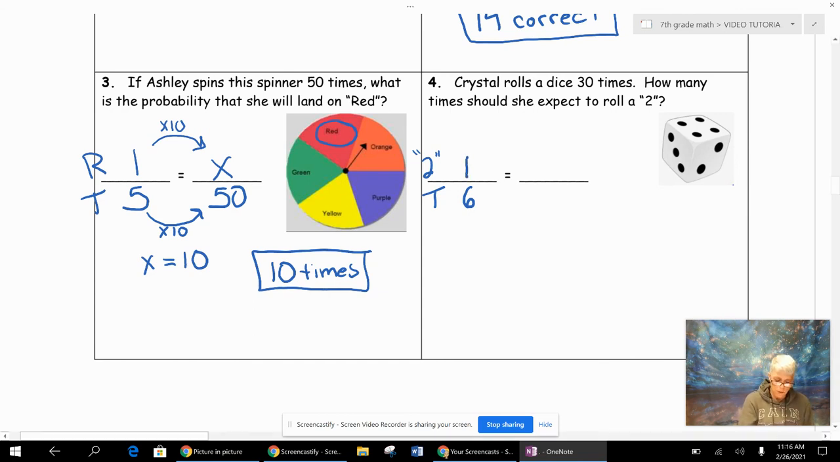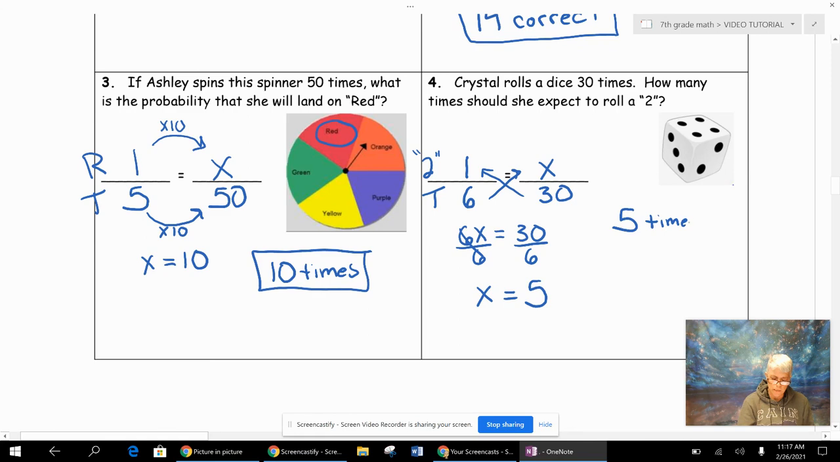All right, and now the 30 will go down here. X on the top, cross multiply, divide, or you can actually go straight across on this one also, but I'll go ahead and cross multiply and divide. You decide what method works best for you. All right, I'm going to end up with 5. So that's 5 times she might roll a 2.